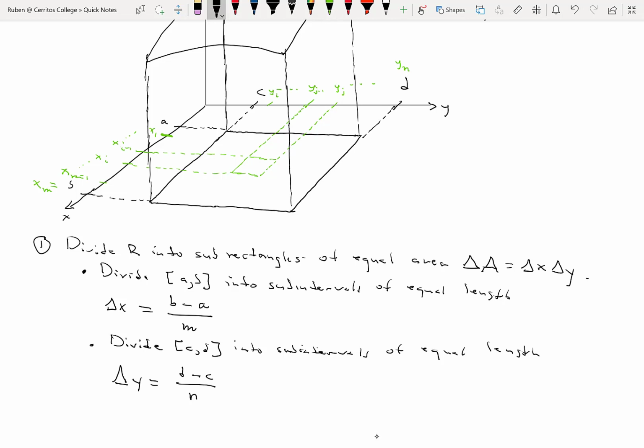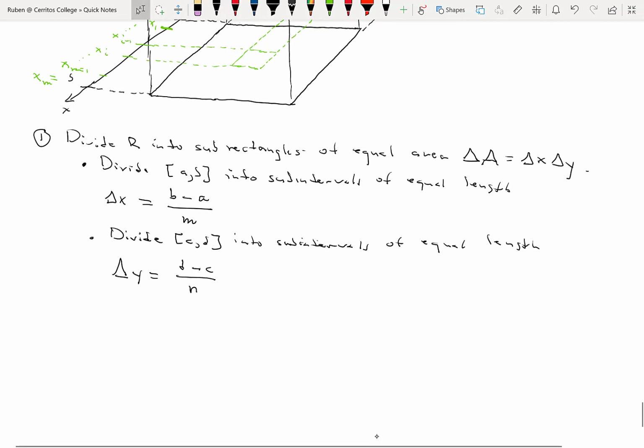Okay. That was a big chunk to chew for number one. Step two is to, now that we have a whole bunch of little green subrectangles in our big rectangle. In fact, how many of those rectangles are there? Think about that for just a minute. How many of those little green rectangles are there?